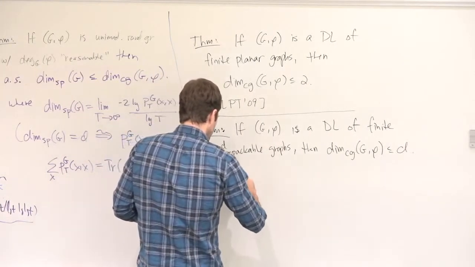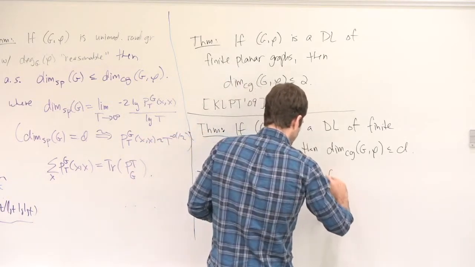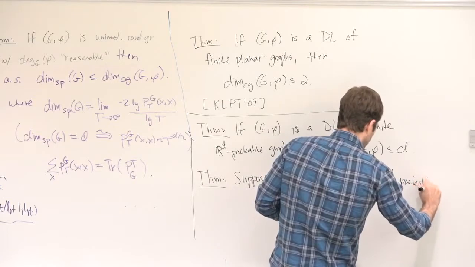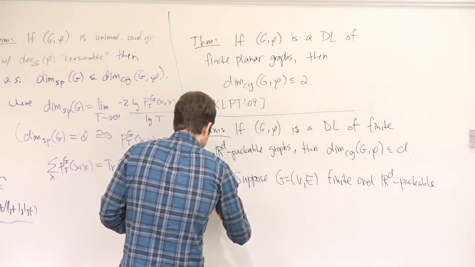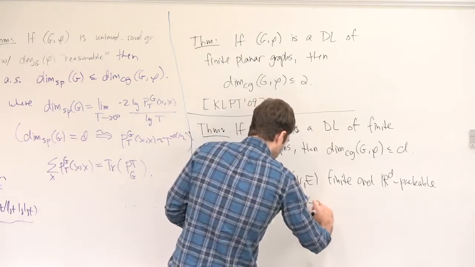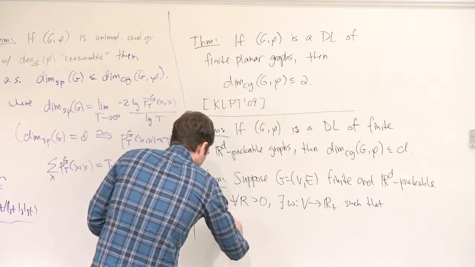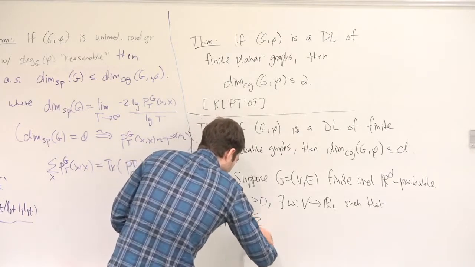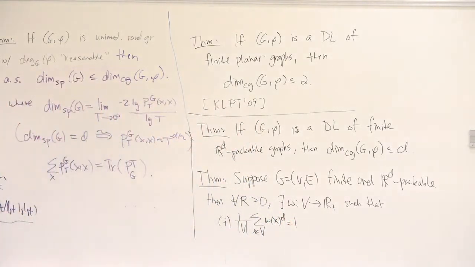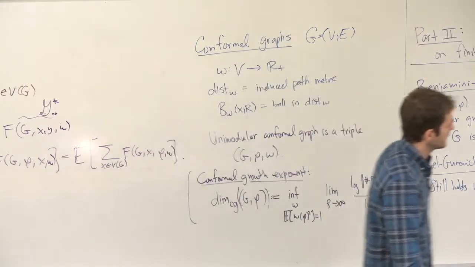So here's the theorem. Suppose G is finite and RD packable, then for every radius R, there exists one of these conformal weights such that two properties hold. One is that the LD norm of the weights is 1. Okay, so it's a natural condition that's generalizing this one to D bigger than.